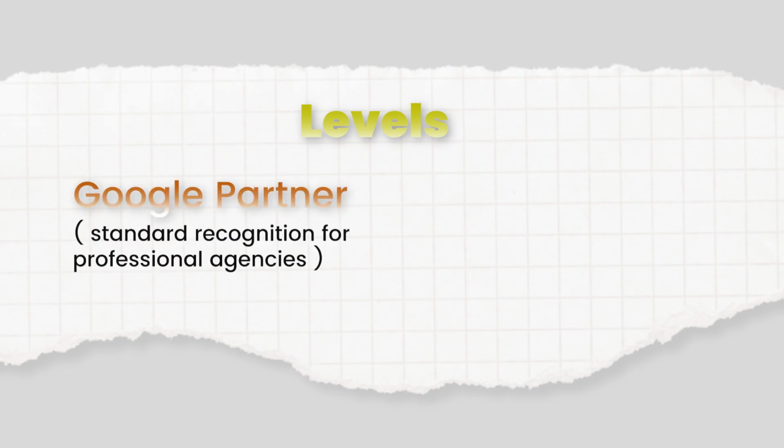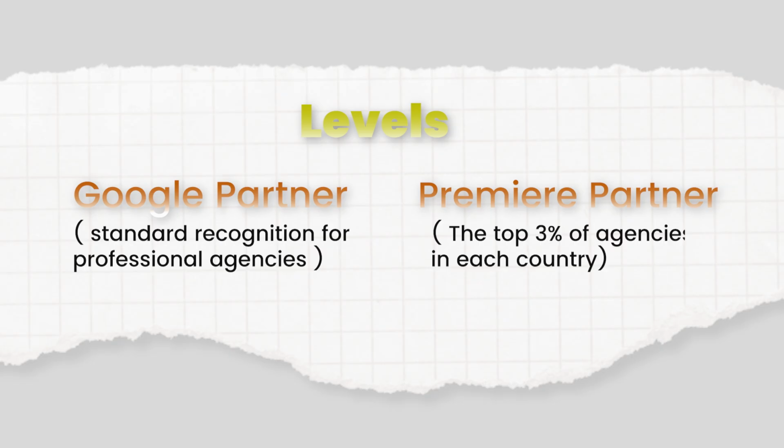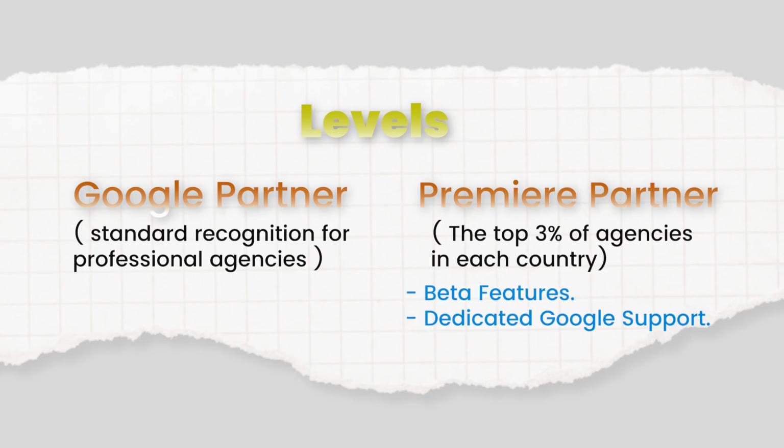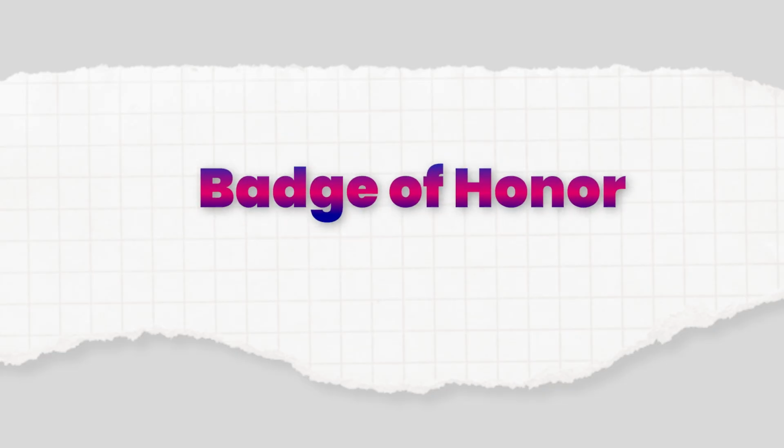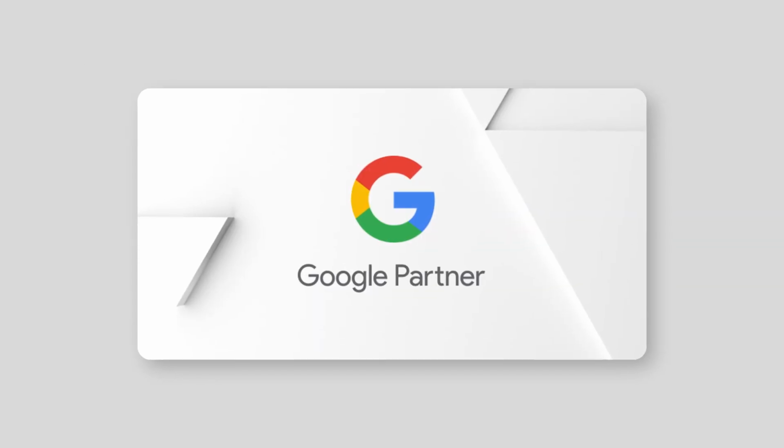There are 2 levels: Google Partner, standard recognition for professional agencies. Premier Partner, the top 3% of agencies in each country. They get beta features, dedicated Google support, and exclusive events. Why it matters? Partners appear in the Google Partner Directory, where businesses can find certified agencies. Becoming a Google Partner marks the shift from the learning phase to the authority phase. You now have the skills, systems, and official recognition to operate at a professional level.